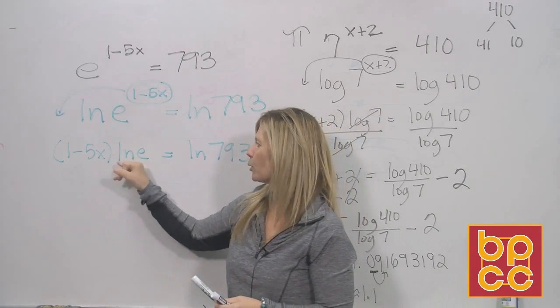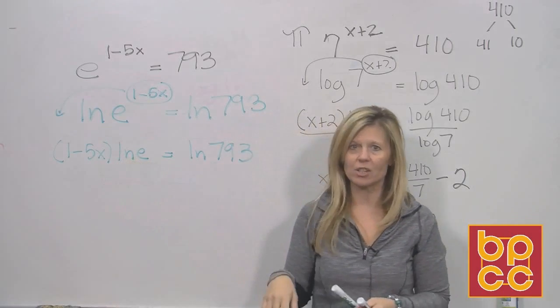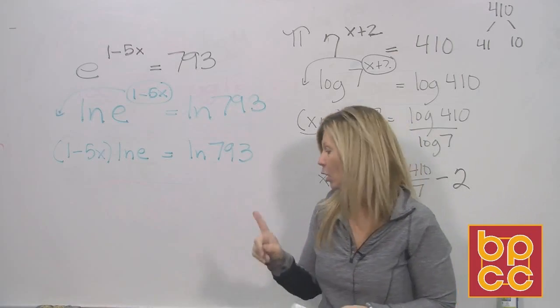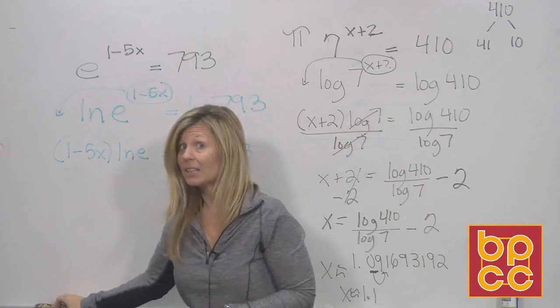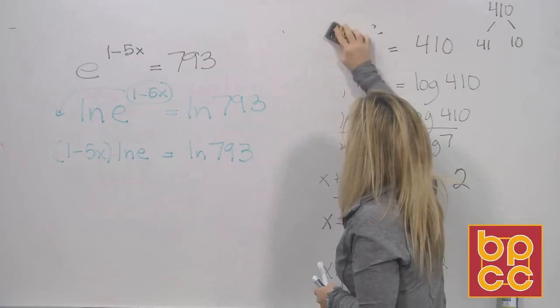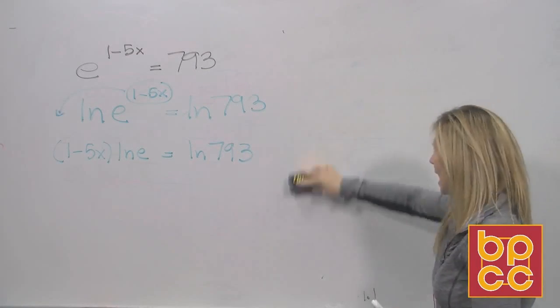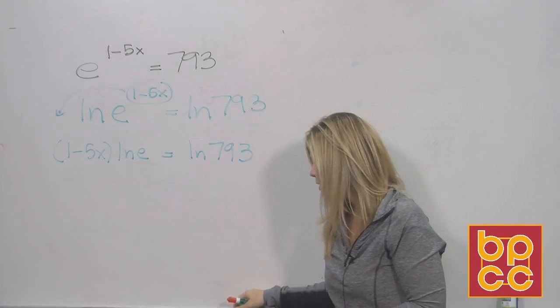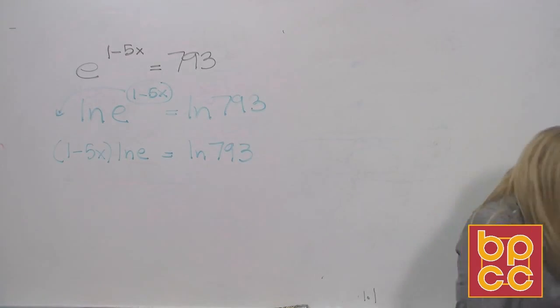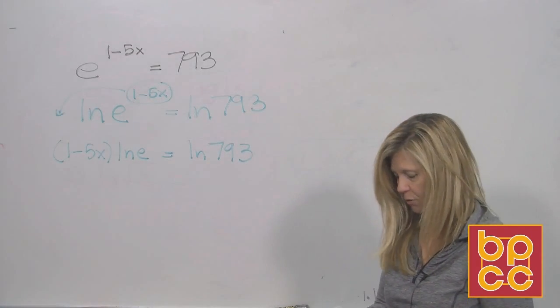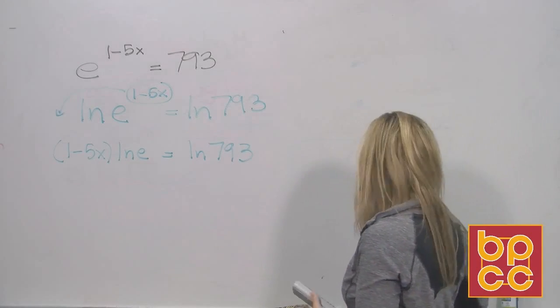Well, it's connected by multiplication, so we should do division. But wait a minute. We learned about that in the last module. Take your calculators and type in natural log of e. And let's see what the calculator gives us. Do you remember how to do that? Okay. So if you remember how to do that, you type what you read.